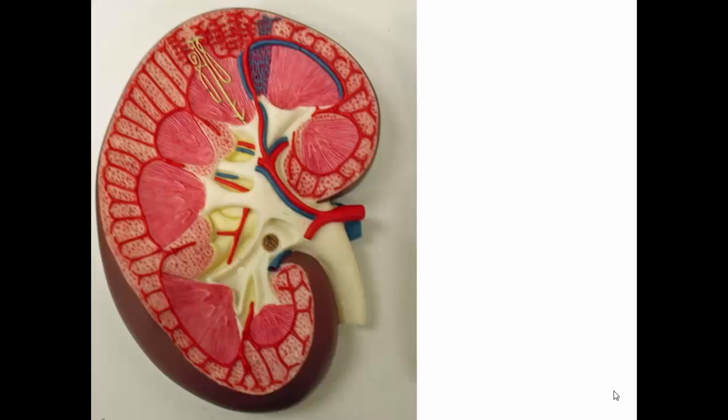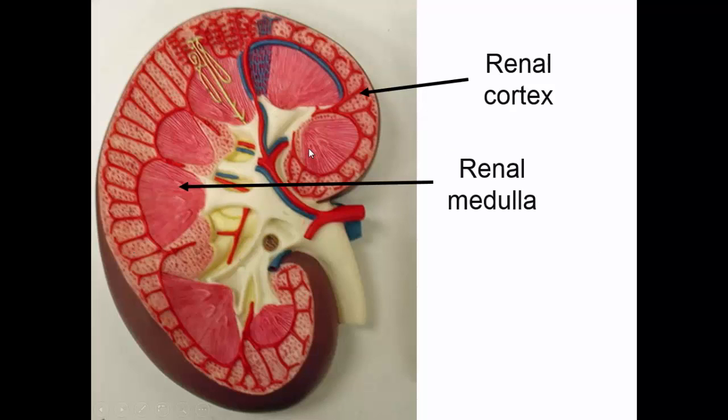Here we can see the regions of the kidney. The outer layer is the renal cortex, all of this outer layer. The inner layer is the renal medulla. And then this hollow space here in the center of the kidney is known as the renal pelvis.